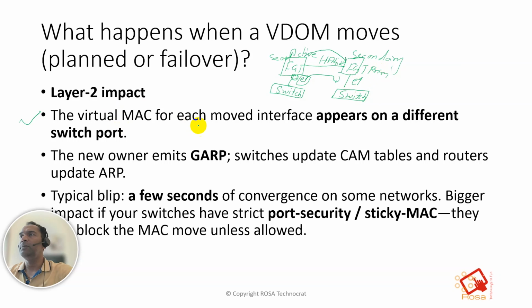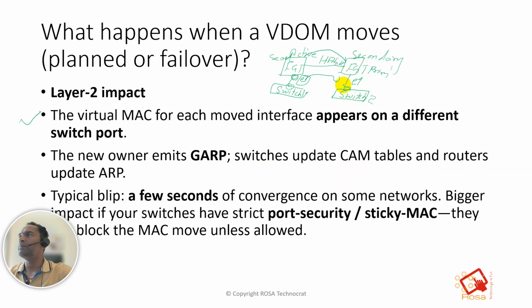So the virtual MAC for each moved interface appears on a different switch port. This MAC address earlier was learned on this port, and now it will move to this one. So now you will get an ARP entry for the E1 MAC address from switch 2 instead of switch 1. The new owner emits GARP. Switches update CAM tables and routers update ARP.